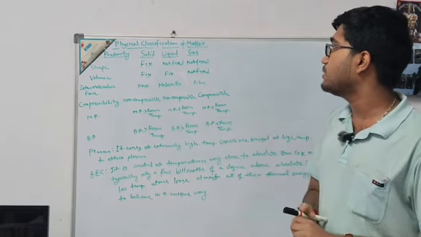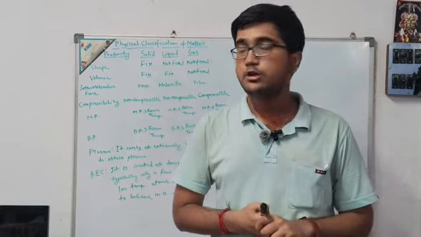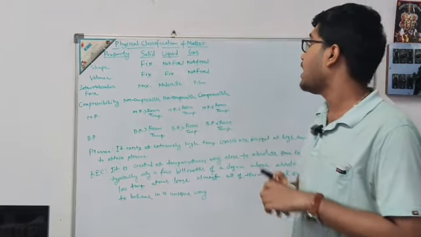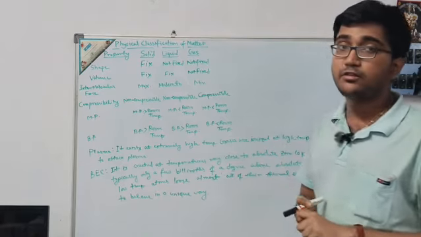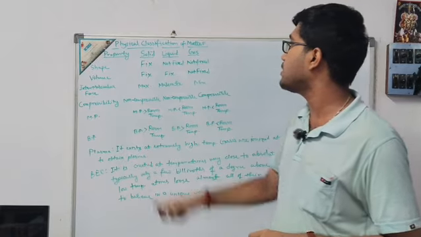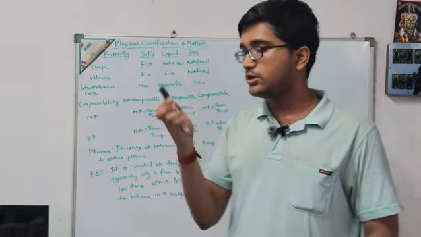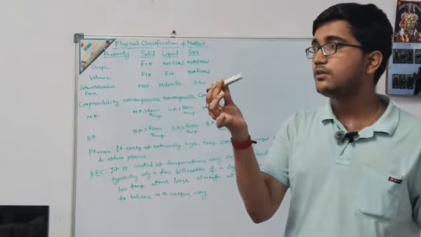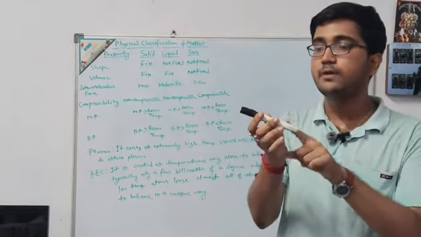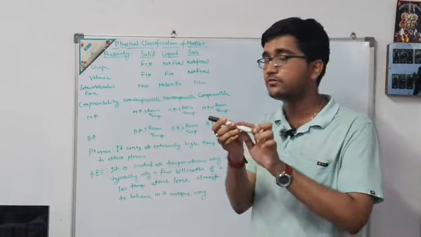Next we come to compressibility. Solids are non-compressible, they cannot be compressed, whereas liquids are slightly compressible but not to a high extent, just unlike gases, which are very highly compressible. Next we come to the melting point. The melting point of a solid is above room temperature. This is in the solid state. Today it is in the solid state because its melting point is above room temperature. That's why it is in the solid state.